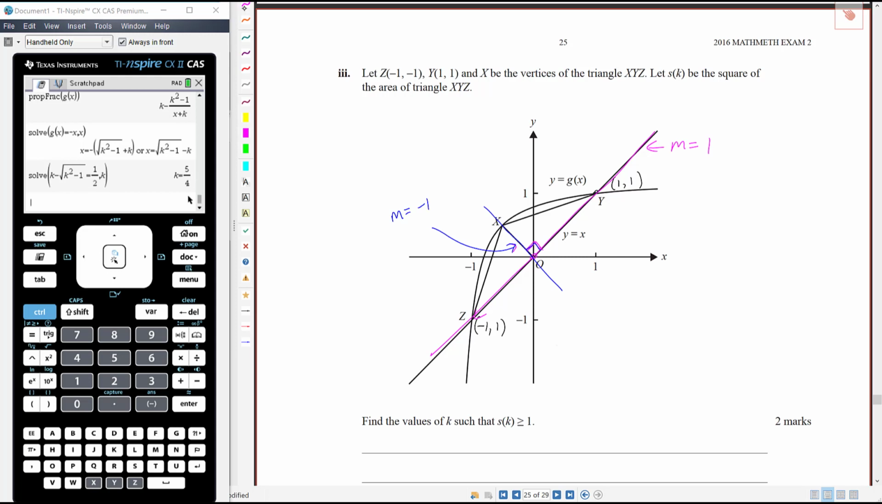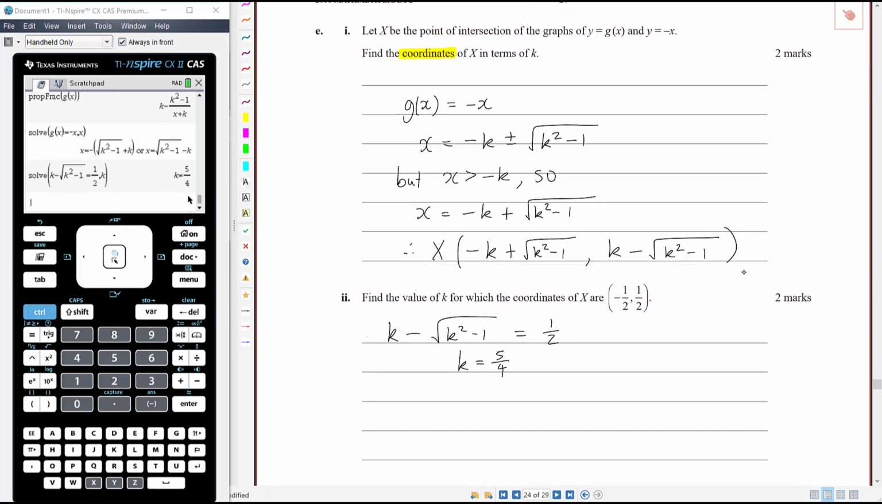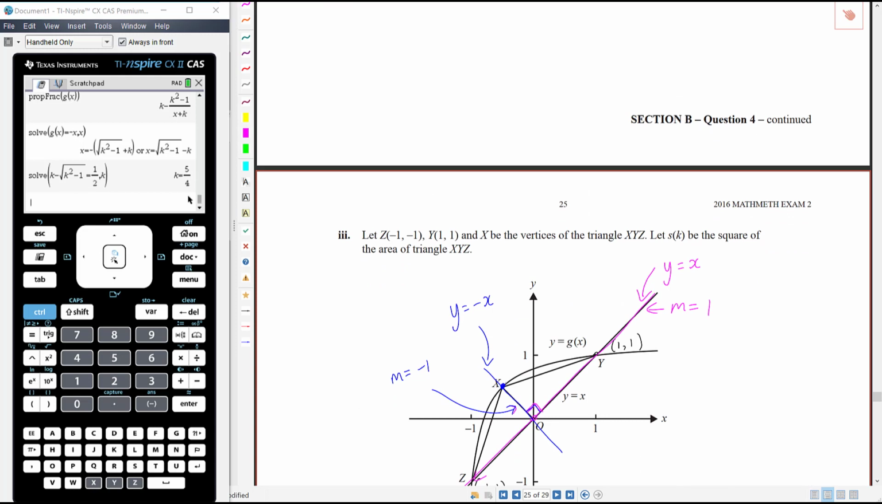Now we know they both go through the origin, so the equation of the pink line is y equals mx plus c, 1 times x plus 0, so it's just y equals x, and the equation of this line is y equals negative x plus c, and again c is 0. So we've got the equations of those 2 lines. The coordinates of this point X are where the line y equals negative x intersects with g of x, and that's what we've just done up here. So that's this point X here. We've got the coordinates of X. Sorry, we've already thought that through, so we know those already.